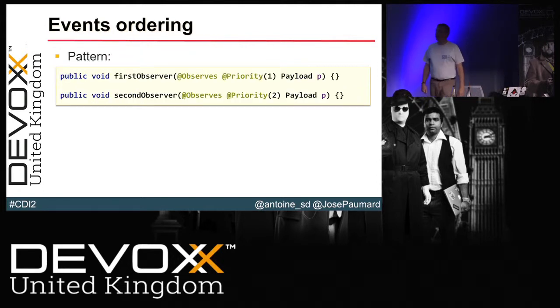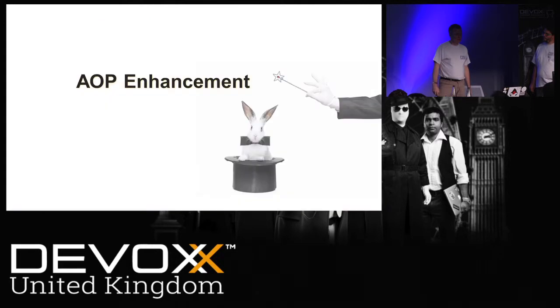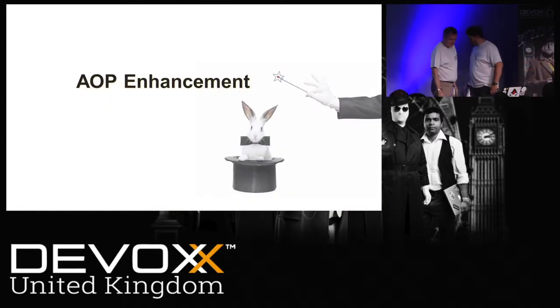That's it. Events ordering, very simple. We just leverage the existing annotation from common annotations, just pass a parameter to it. The specification needs to be updated because currently you cannot pass a parameter to it. Well, not like that. And of course, it doesn't make sense if you're in an asynchronous world. We could try to write a specification on that. It's possible, but it's quite complex and quite tedious to do. It's not sure if we're going to do that just now. All right. And that's it. It's your go. AOP enhancement.